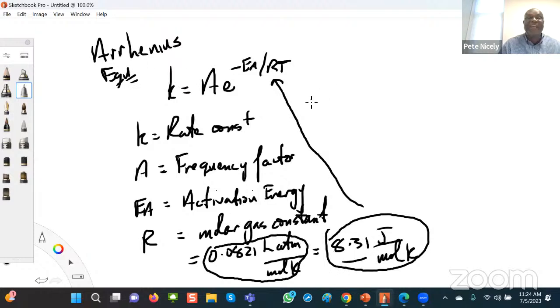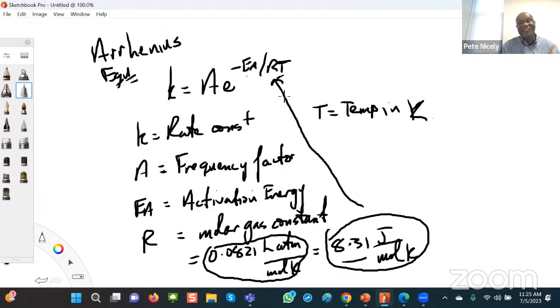And the last term here is the temperature of the reaction, which must be expressed in Kelvin, all right? So that's the equation which relates the rate constant to the activation energy and also the rate constant to the temperature, all right?